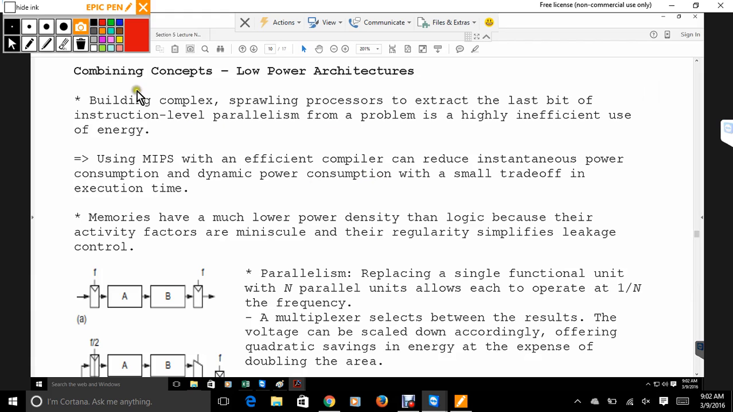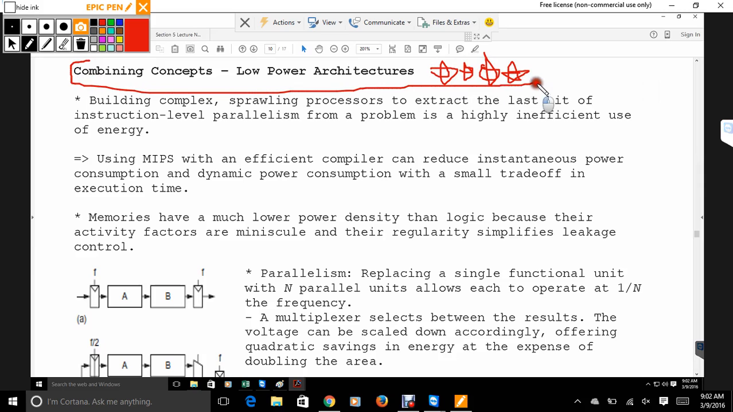In this case, I added a combining concepts portion here. This is outside-the-box type thinking, and it's a good way to combine concepts into an exam type question, since I know those are what you guys care about.